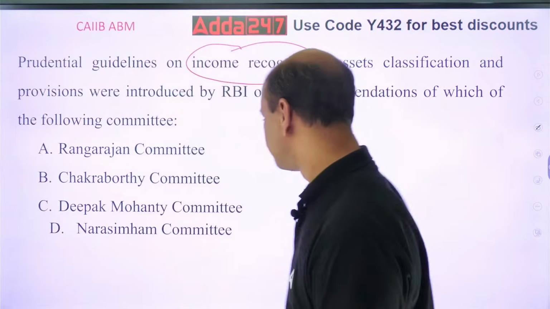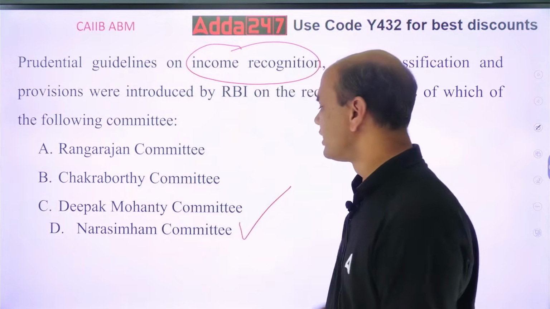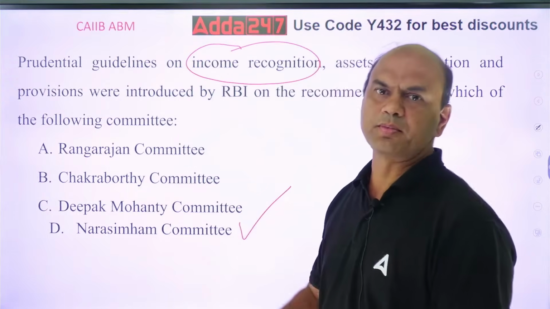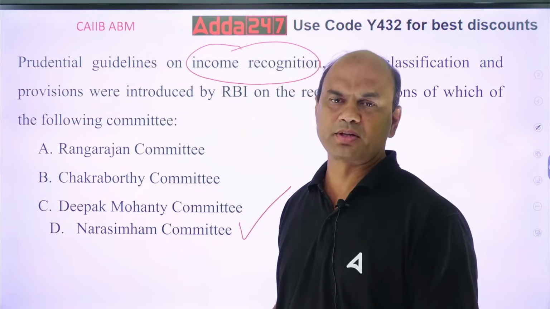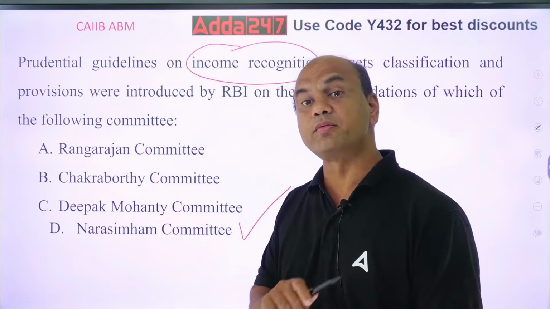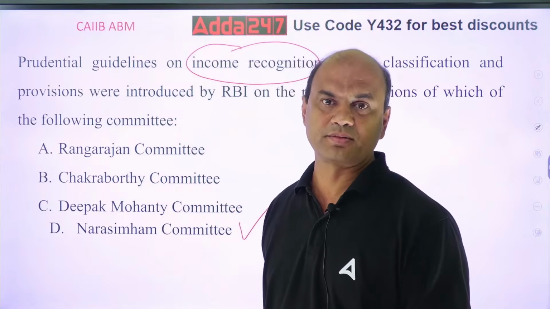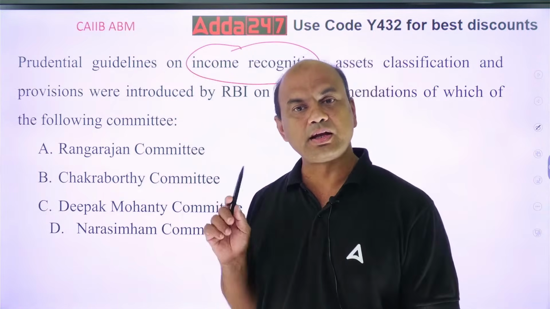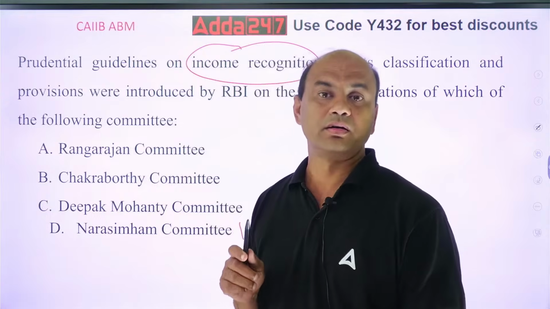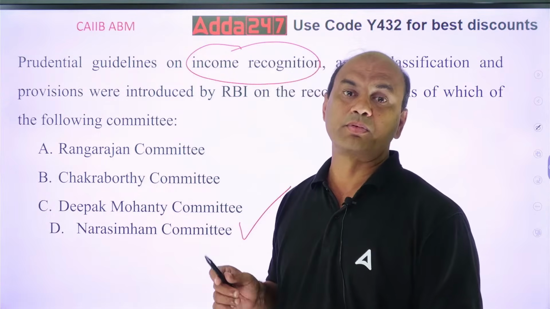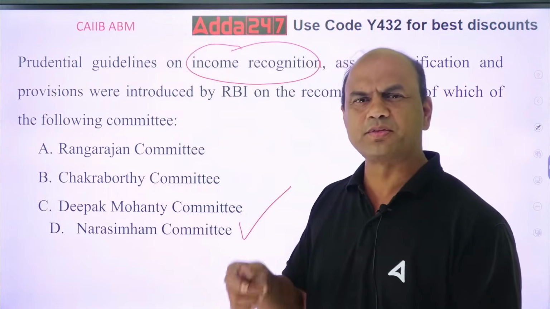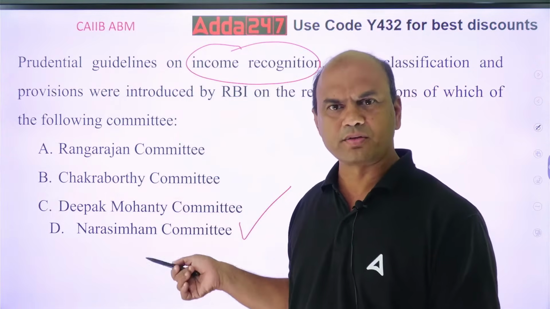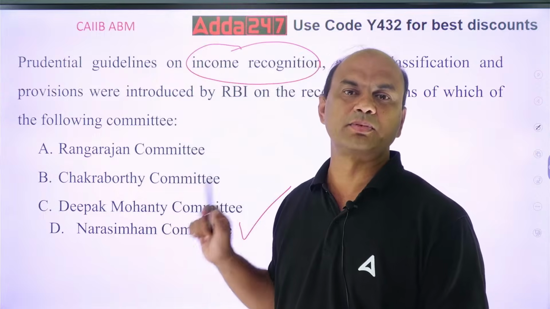In fact, there were two Narsimham committees, 91 and 98. Both gave very good recommendations. Because of the 1991 committee, our country brought in private banking. All these new private banks which you see, HDFC Bank, ICICI Bank, have come in because of this 91 Narsimham committee.